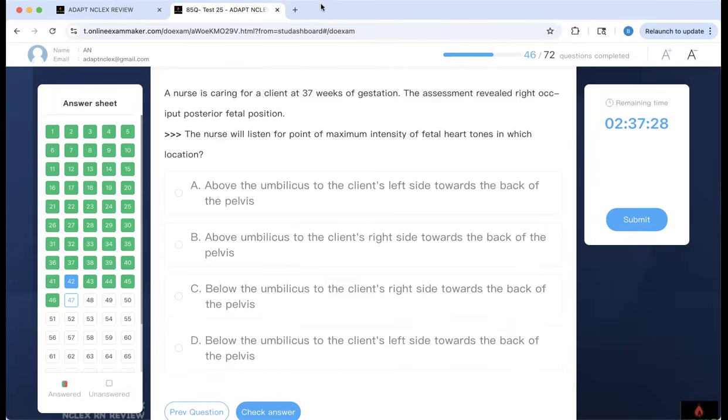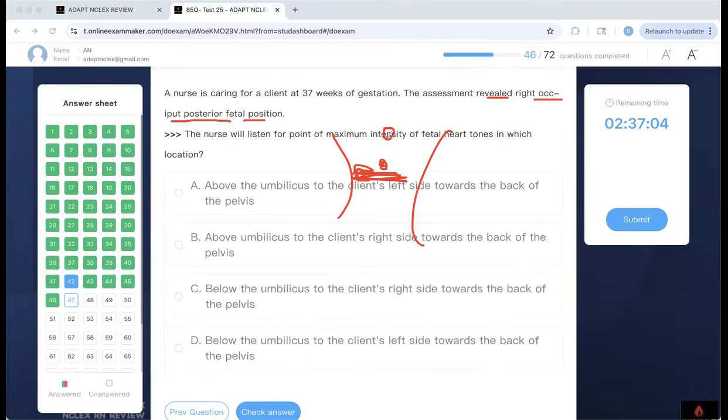You pick your answer. They say what? Right occipital posterior fetal position. That means the baby is not breech. It's in the right position. So if this is the pelvis, the umbilicus is here, the baby, at least the head, is down towards the right side. Therefore, it's not breech.